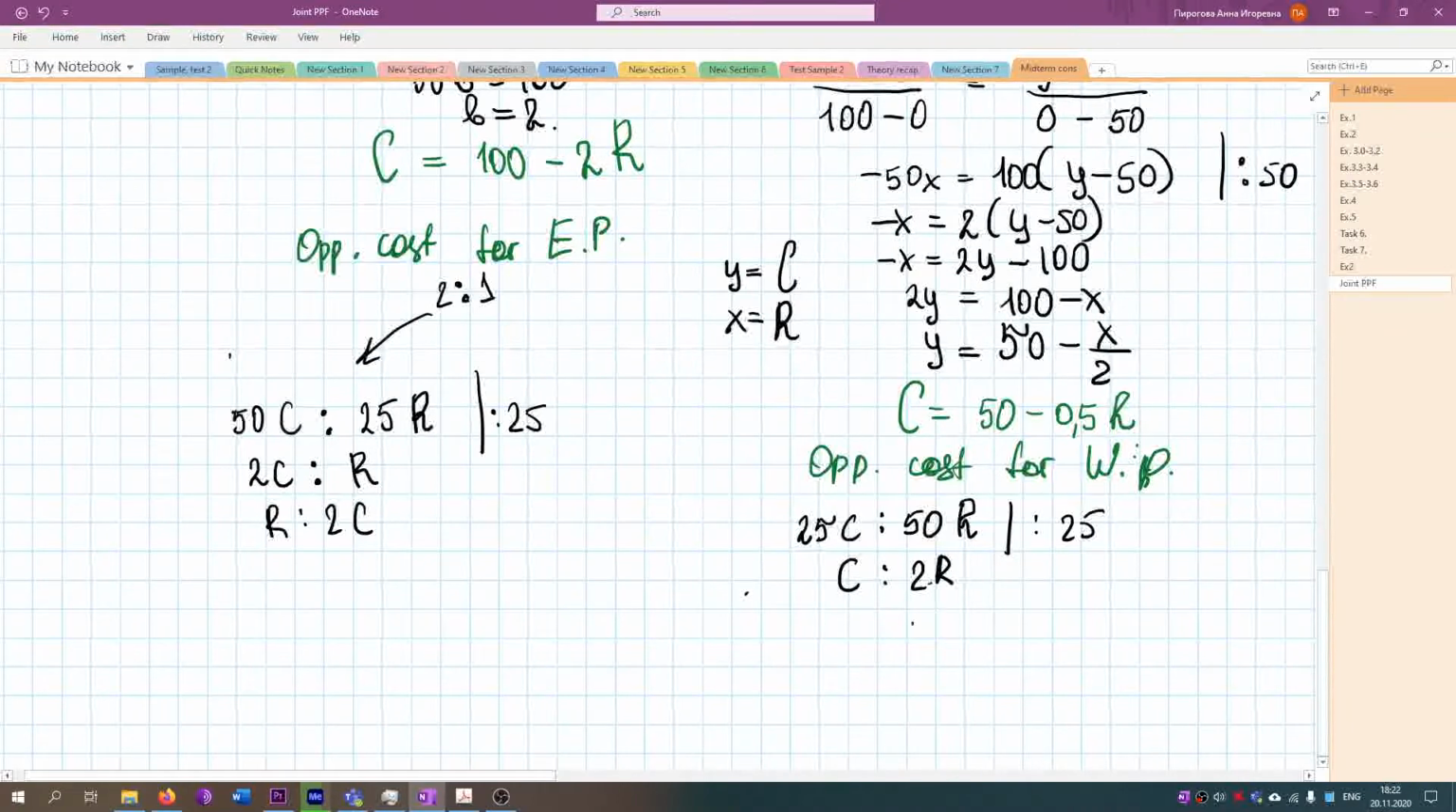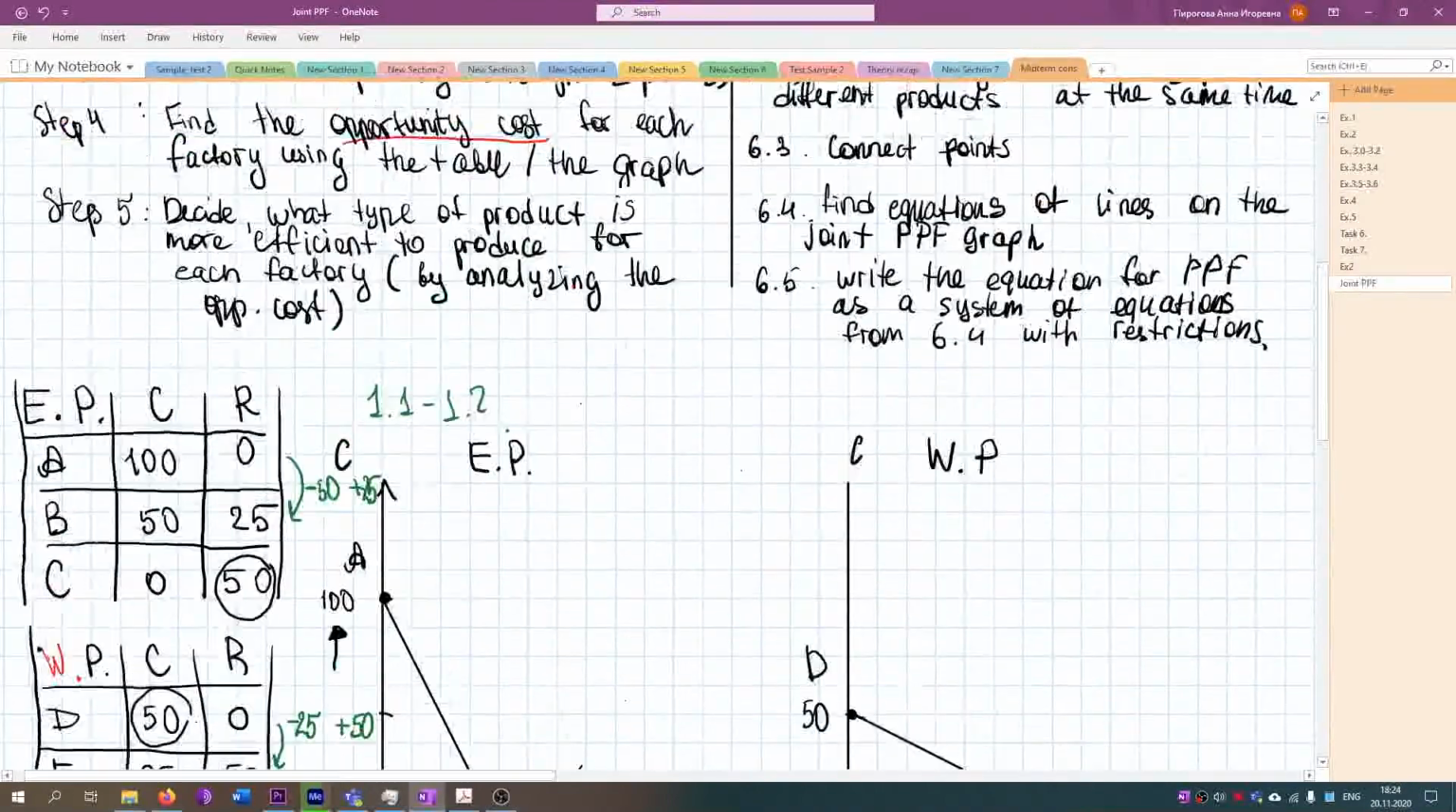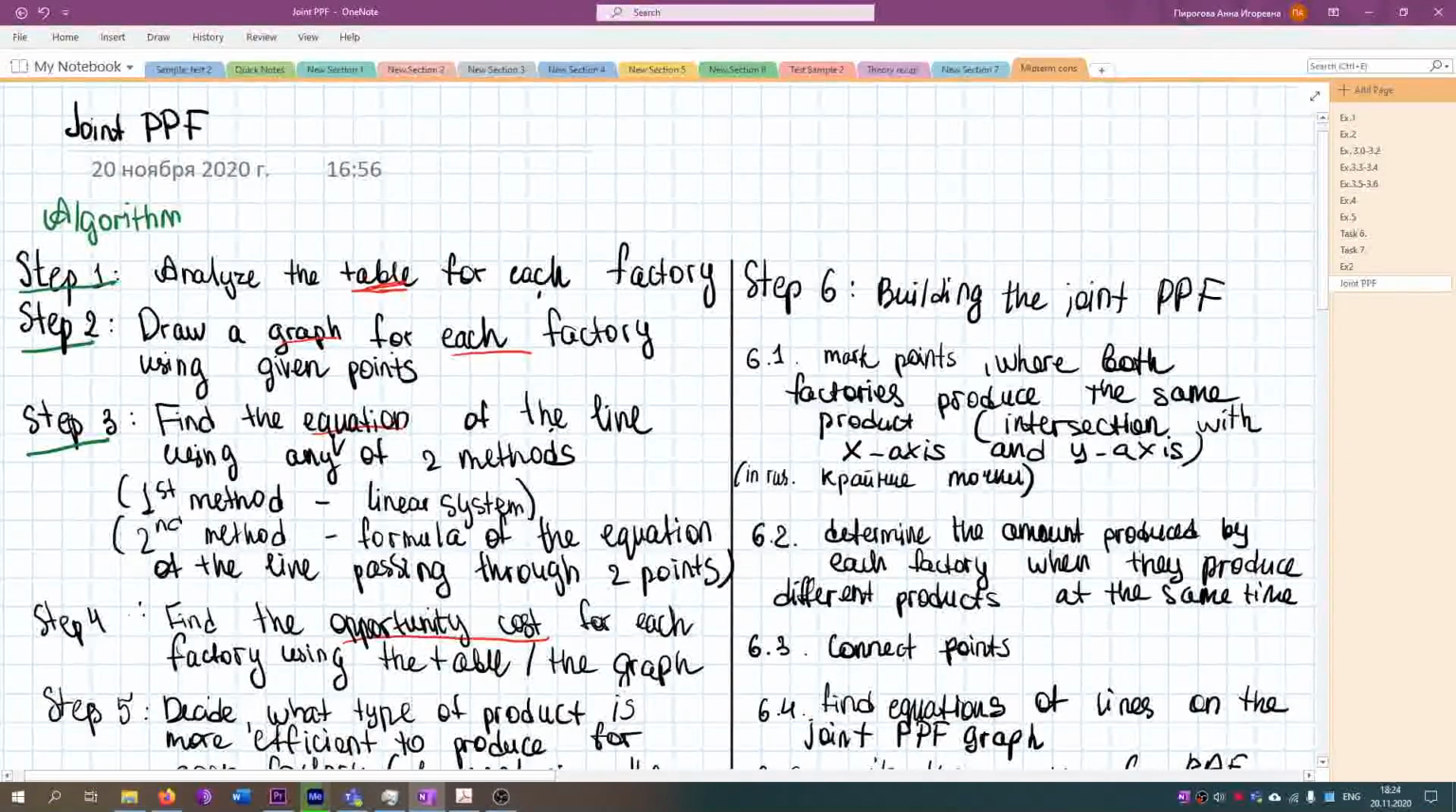So yes, to receive the ratio in terms of radios, we will need to divide it by 2, and here we will receive 0.5 cars and 1 radio. So this means 1 radio is equivalent to 0.5 cars. And it is our opportunity cost for Western production. So we have done the step 4.